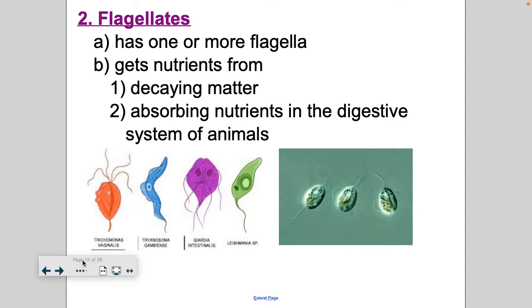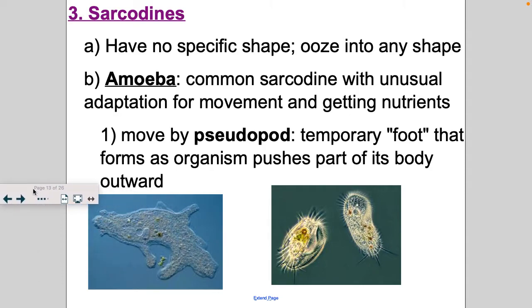A second group of animal-like protists or protozoans is called the flagellates, and again, named for a structure that they possess or have, and that is flagella. They have 1 or more flagella, and they usually get their nutrients by either decaying matter, things that are dead, so they just break it down, or absorbing nutrients in the digestive system of animals. Flagellates can cause some disease, or are found in the intestines of some animals. These are some examples of flagellates that can cause disease.